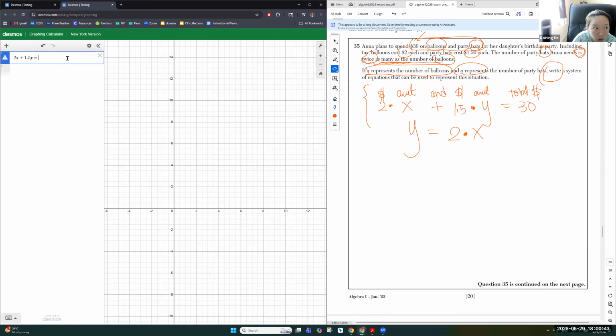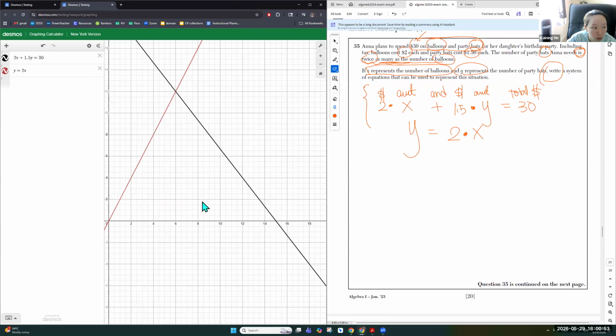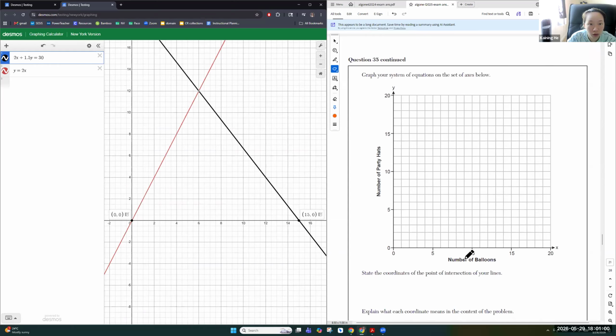2x plus 1.5y equals 30. And then the next one is y equals 2x. All right, so you have this. Let me bring it back home so then you can have beautiful cross points. So they said graph the system of equations. Okay, I got points. I got 0, 0. I got 6 comma 12, which is right here. And then I got 15 comma 0, which is right here.